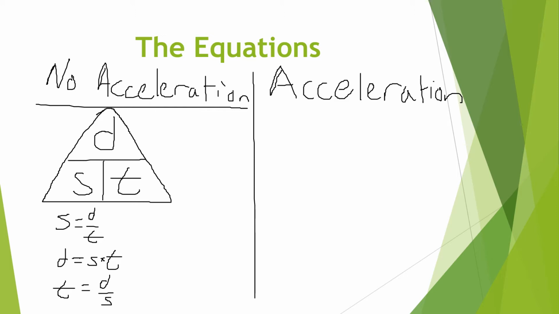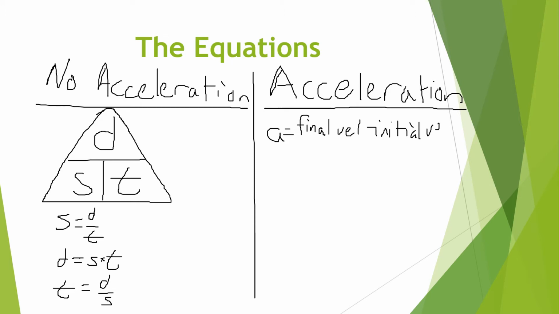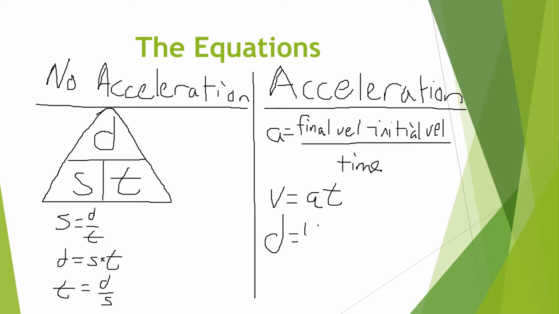If you do have an acceleration, however, we only have 3 equations to work with. Acceleration equals final velocity minus initial velocity divided by the time. We also have v equals at, velocity equals acceleration times time, and distance equals 1/2 at squared.